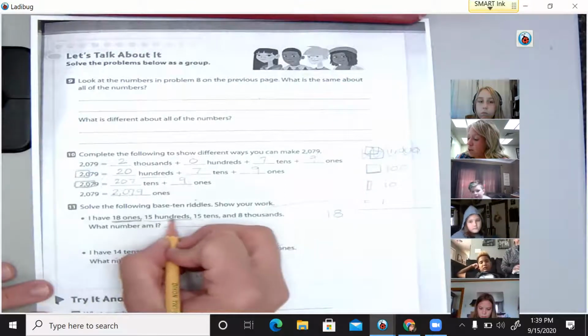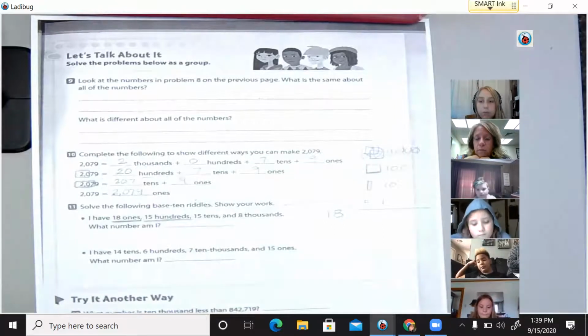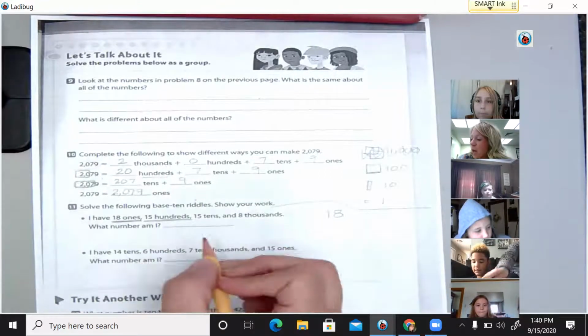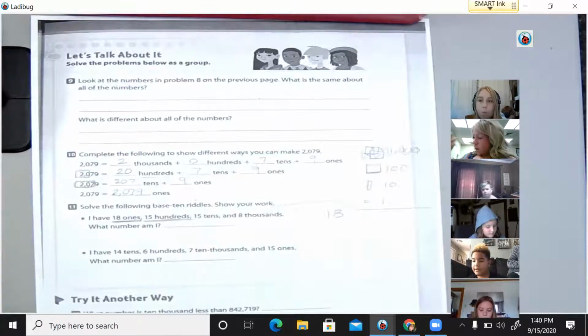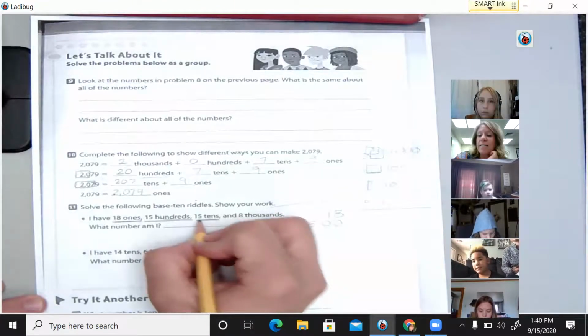Then I have 15 hundreds. So if I have 15 flats, what number is that? 150. No, you're close. You're one place value short, Trace. So if you have 150, think one flat equals 100. So we're going to have 15 of those. 1,500. Very good. So I'm going to put 1,500 over here.